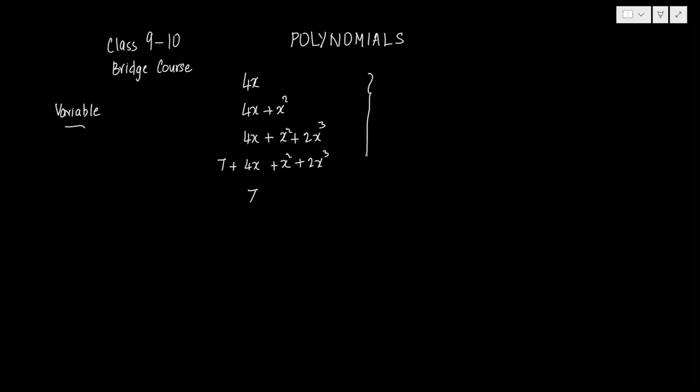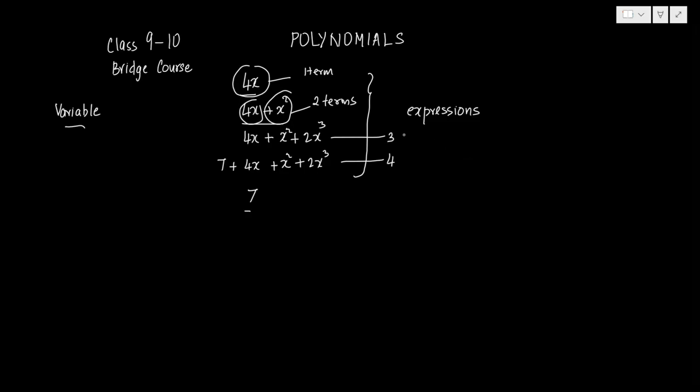Okay, now that we know what a variable is, I have written down a few things here: 4x plus x squared, 4x plus x squared plus 2x cubed, 7 plus 4x plus x squared plus 2x cubed. And I have also written the number 7. So these are what are called expressions. If you take 4x, that is an expression. 4x plus x squared is an expression. The difference is that this expression has one term. This expression has two terms, first term and second term. Similarly, this has 3 terms and this has 4 terms.